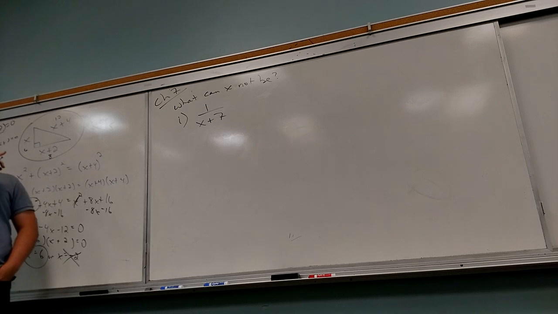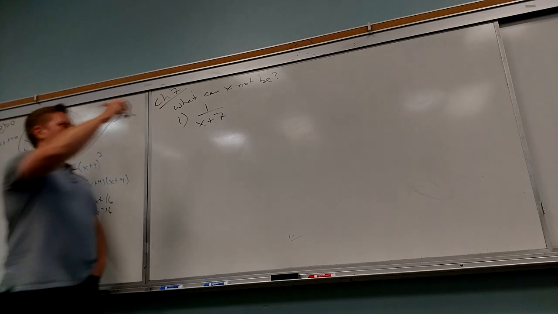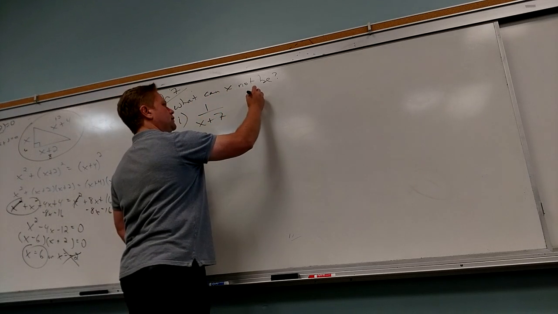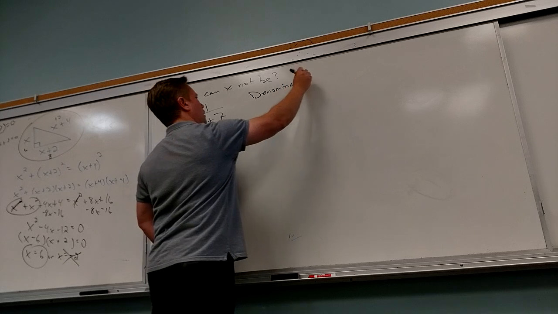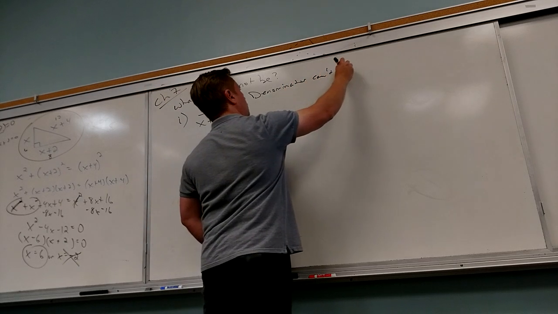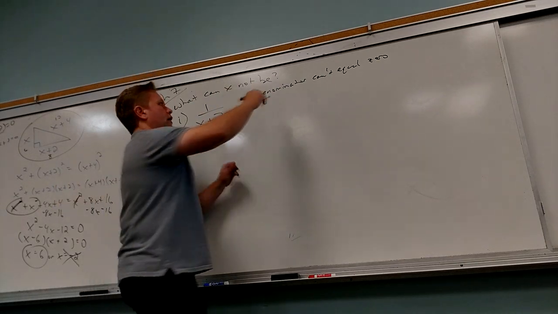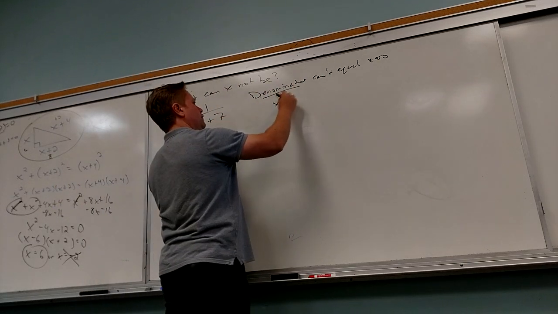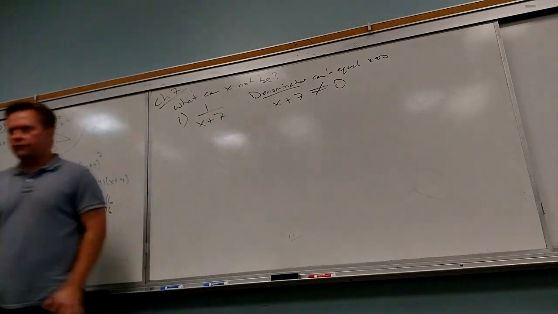X can be 0 in this all day long, because that just makes it 1/7. What can't be 0, though? The denominator. So x can't be -7. Exactly. So watch this. In English, denominator can't equal 0. Is that cool? That's in English. Then I write, so what's the denominator? X plus 7. Can't equal 0. Solve it, right?